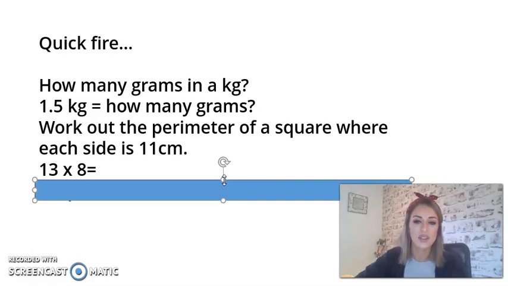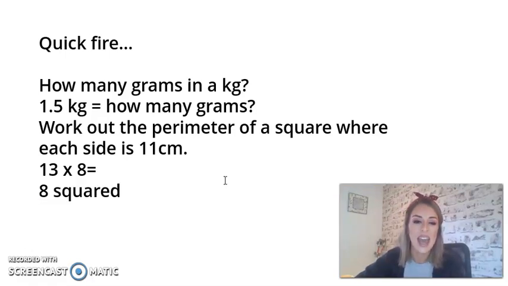And our last quickfire question today is 8 squared. 8 squared. That's quite a tricky one. Don't worry if you haven't done squared numbers before. I'm going to explain the answers in a sec. So if you want to pause the video to let you catch up, that's absolutely fine. In a second, I'm going to move on to the answers.